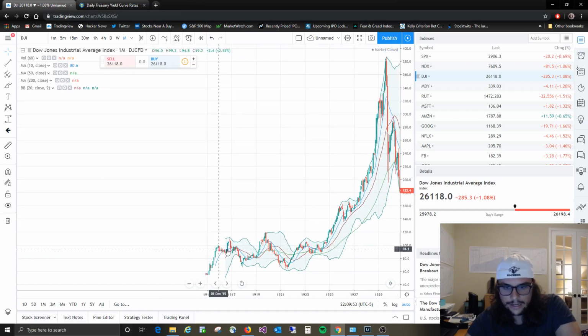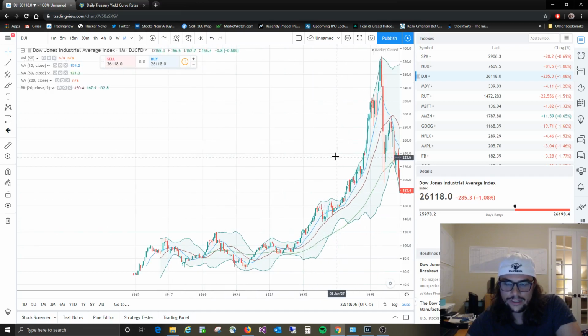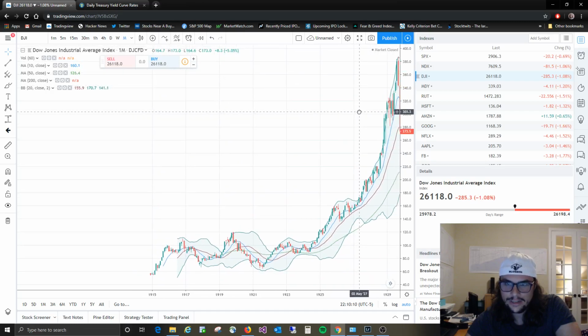And so we got sideways consolidation from 1915 for 10 years, and then boom, goes up. Huge bull market. This is the Roaring 20s. It's right before the Great Depression. This is one of the awesomest bull markets ever.